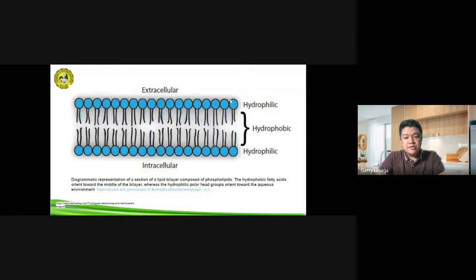This is the diagrammatic representation of a section of a lipid bilayer composed of phospholipids. These are the heads, and the heads contain the tail. The heads are hydrophilic or water-loving. The tails are hydrophobic or water-fearing. The phospholipid molecules are present in a bilayer. So we have two layers wherein the heads are located on the exterior and the tails are located on the interior.